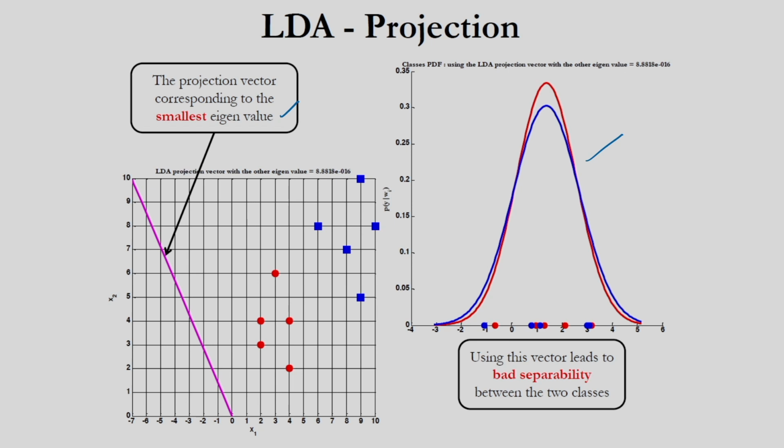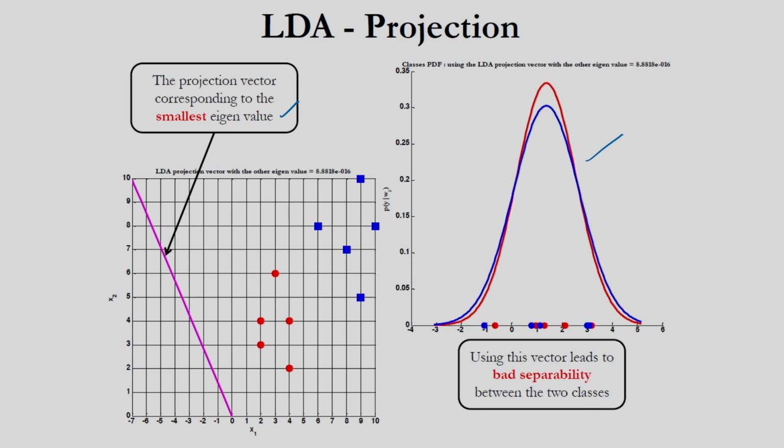In case of the PCA also, we considered the eigenvalues and the corresponding eigenvectors. In case of the PCA, we consider the highest eigenvalue and the corresponding eigenvectors. If I consider the smallest eigenvalue, that corresponds to the redundant information or maybe the noise that we can neglect in case of the PCA. Here in case of the LDA, I am considering the smallest eigenvalue, and corresponding to this I can determine the projection direction.